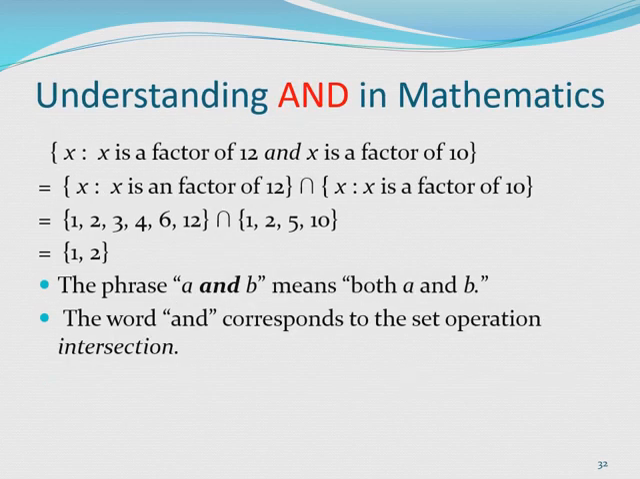Understanding and in mathematics. We are going to consider the same example as we had taken for or. So the set of all x, x is a factor of 12. Set of all x, x is a factor of 10. So the common elements which belong to both of these sets are 1 and 2. The phrase A and B means both A and B. The word and corresponds to the set operation intersection. With this, we have come to the end of the module.